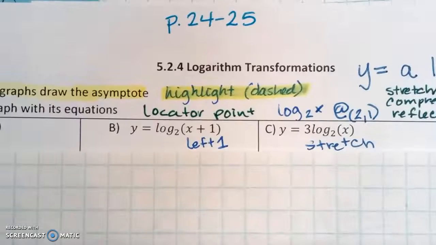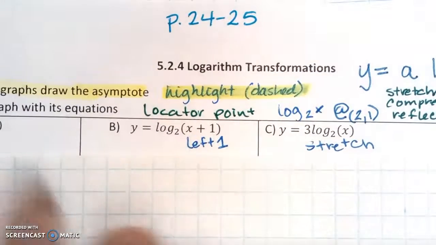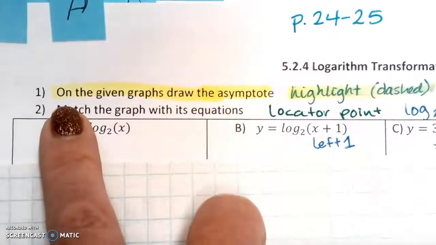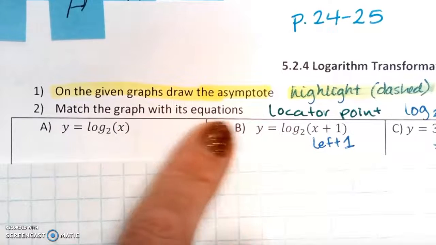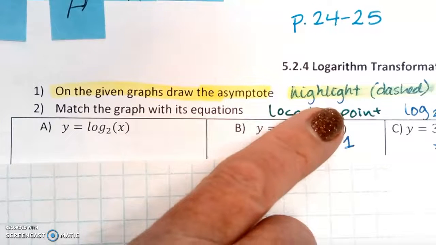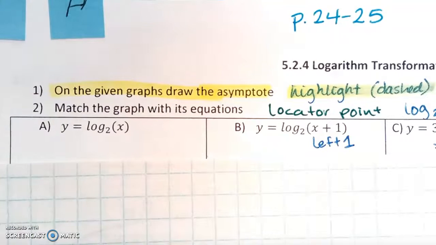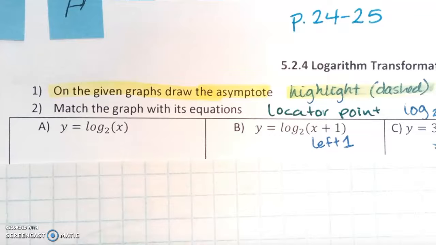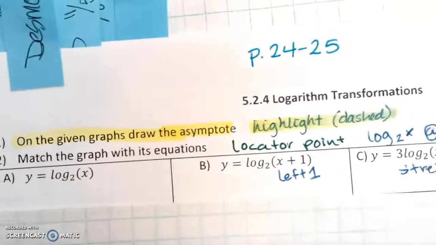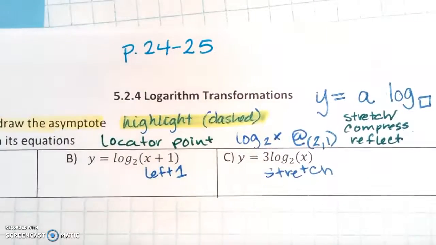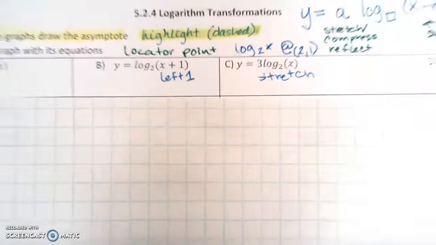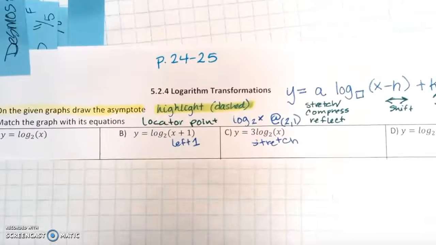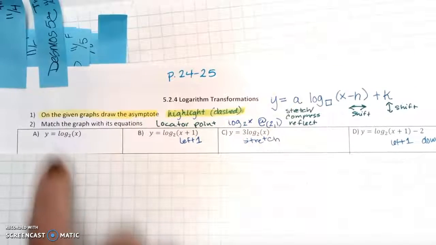All right. So here's what we're going to do for this particular worksheet. First of all, on each of the graphs, you're going to draw an asymptote. If you have a highlighter, I'd prefer you to use a highlighter and make it dashed. Okay? And then second, you're going to match the graph with each of the equations. So the first row has 4, and I have to zoom out now. Each row has 4 different choices.